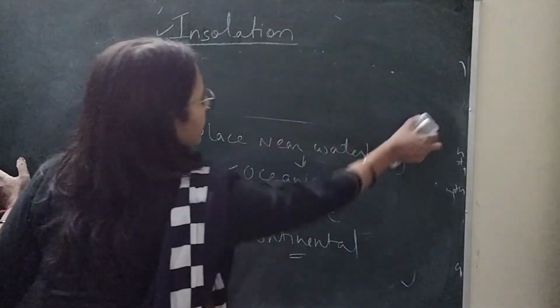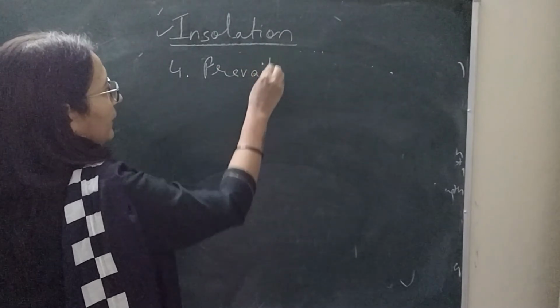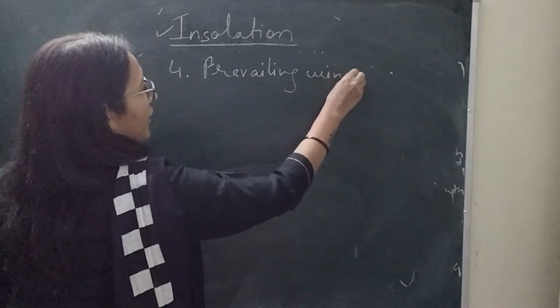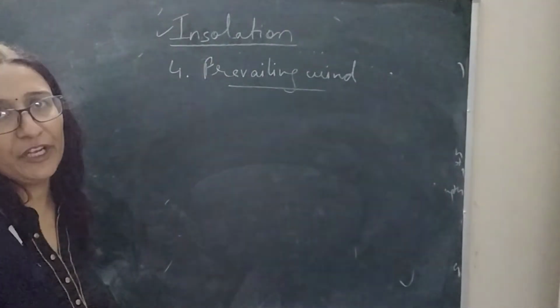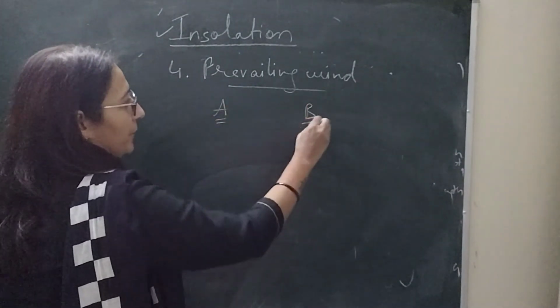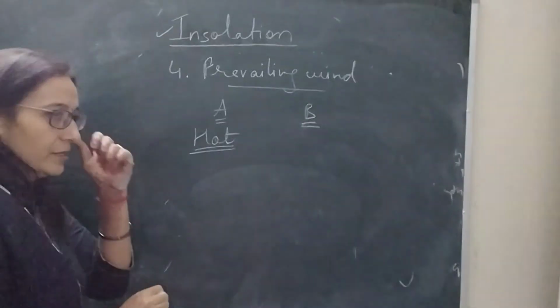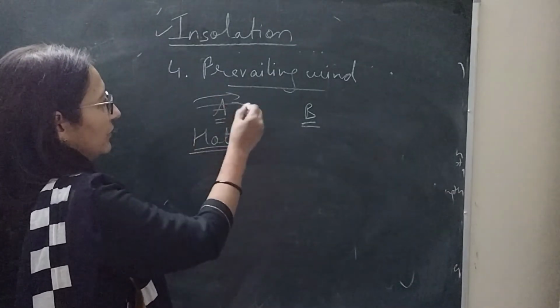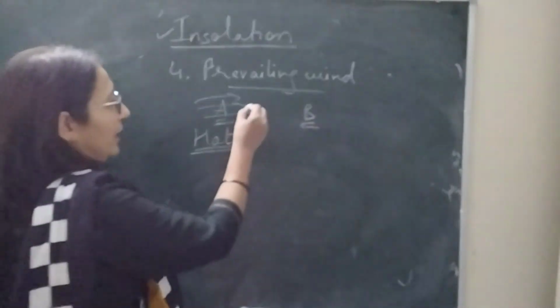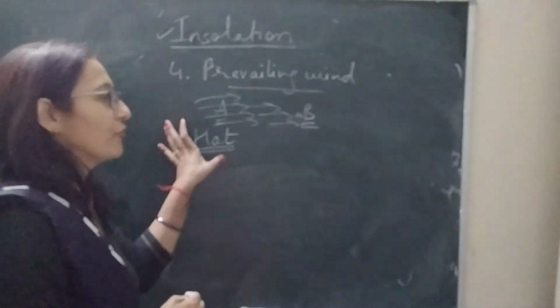The next factor, the fourth factor, is prevailing wind. Now what is prevailing wind? First we have to learn what prevailing wind is. A wind which blows throughout the year is called a prevailing wind, a permanent wind. Like there are two places, place A and place B. Place A is considered a hot place, like a desert. If the prevailing wind moves from place A and blows toward place B, then definitely hot wind blows from place A to B.